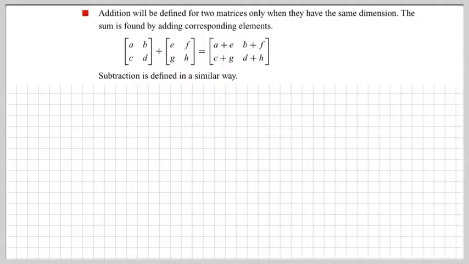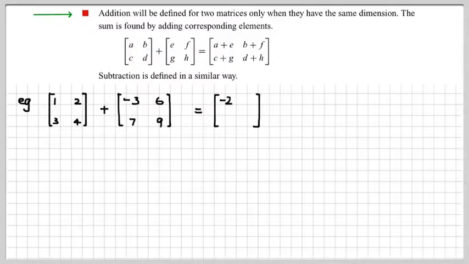Now, addition will be defined for two matrices only if they have the same dimension. This is very true. The sum is found by adding the corresponding elements. Do you get that? Top left you'd have A plus E, and that's how it goes. Now, what would that be? Minus 2, top right would be 8, bottom left would be 10, and bottom right would be 13, wouldn't it? Yes, good.